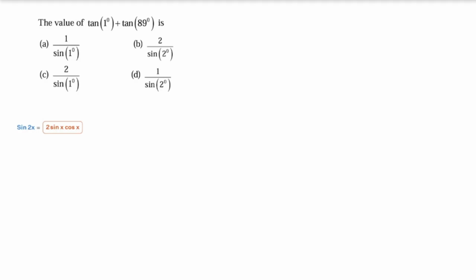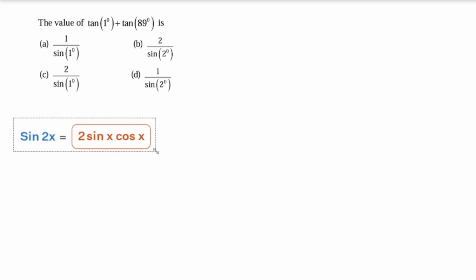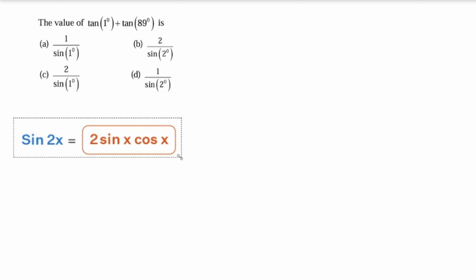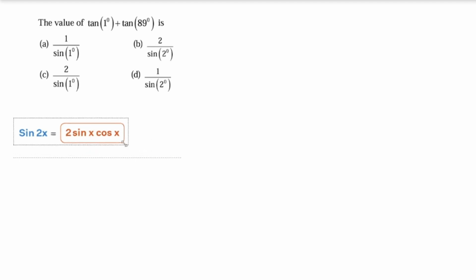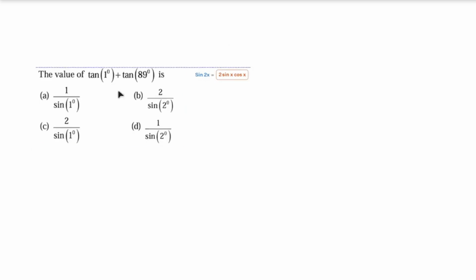The next sum: the value of tan inverse 1 degree plus tan inverse of 89 degree is. To solve this, we need to know one formula, children, that is sin 2x is equal to 2 sin x into cos x. So sin 2 theta is equal to 2 sin theta into cos theta. This is the common formula that you will be knowing. Let's keep this aside.